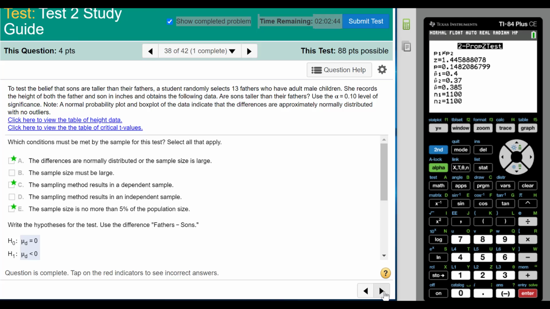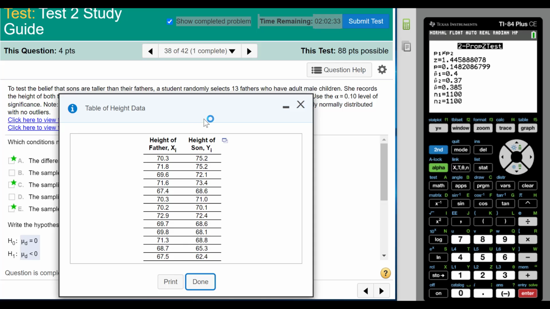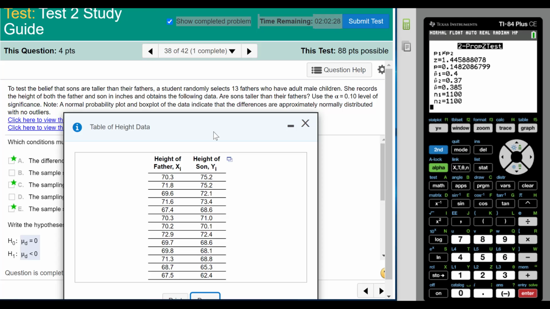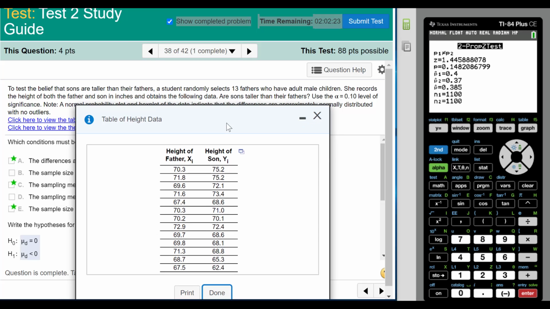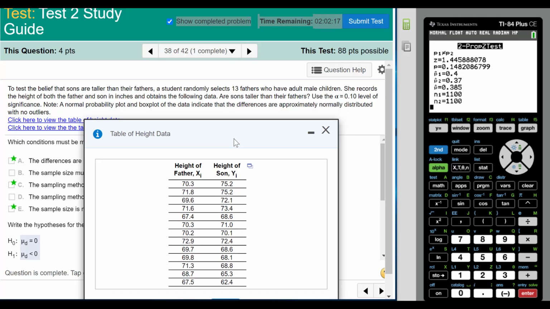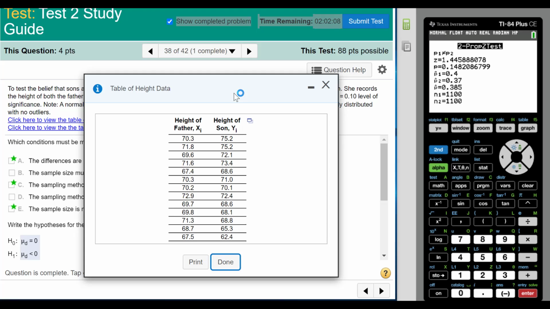To test the belief that sons are taller than their fathers, students randomly select 13 fathers who have adult male children. She records their height of both the father and son in inches and obtain the following data. Are sons taller than their fathers? Use alpha equals 0.10 level of significance. Note, a normal probability plot and box plot of the data indicate that the differences are approximately normal, distributed with no outliers. Okay, here is how we run this test.